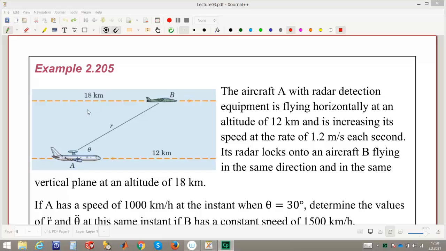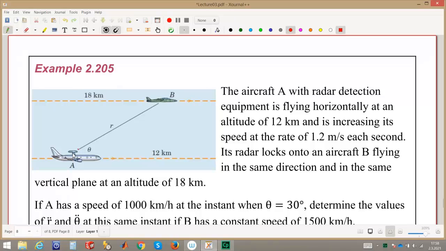However, we degrade this problem into a planar problem, and in this planar problem, you could as well fix a frame onto A and call that XY frame, and from that frame you can observe the motion of plane B. Plane A is also in motion, but it's only doing translation. They are flying at different altitudes. Plane A is at 12 kilometers, plane B is at 18 kilometers.